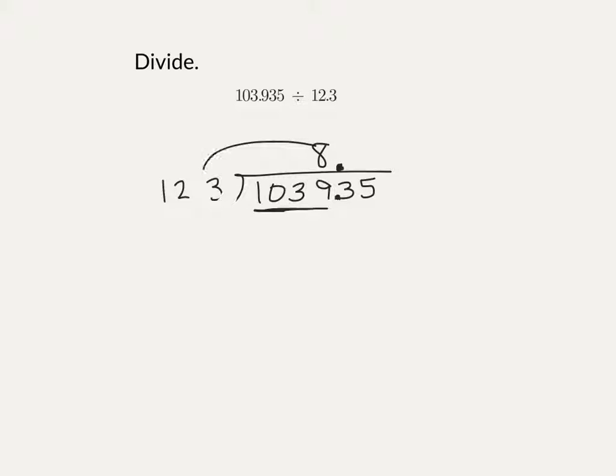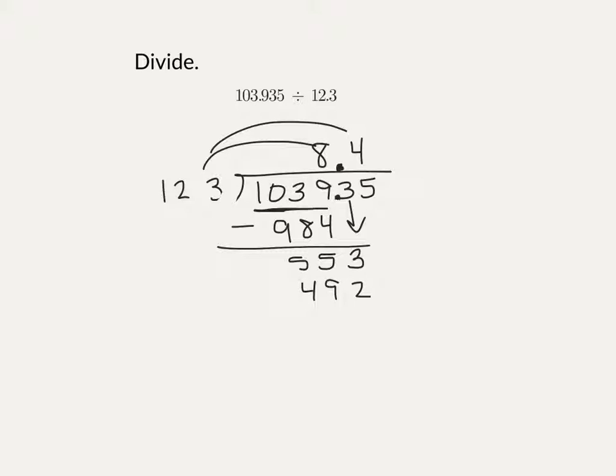And then we'll multiply 8 times 123, which gives us 984. Next, we'll subtract, and we get 55. Then we'll bring down the 3, and we'll do this process over again. 123 goes into 553 4 times. 4 times 123 is 492. When we subtract, we get 61.